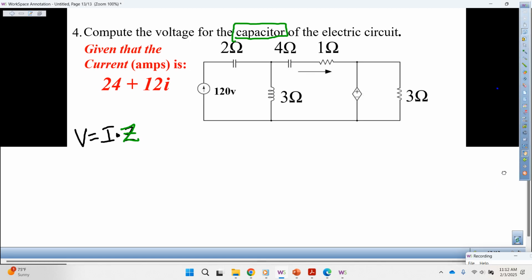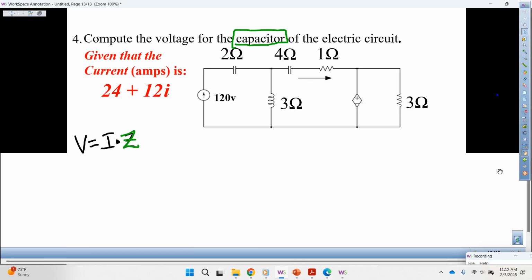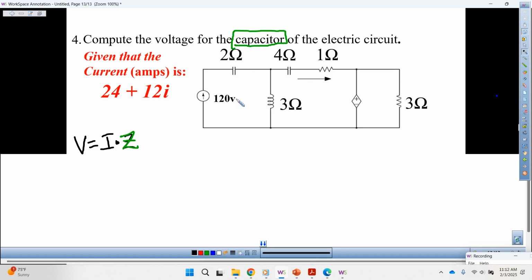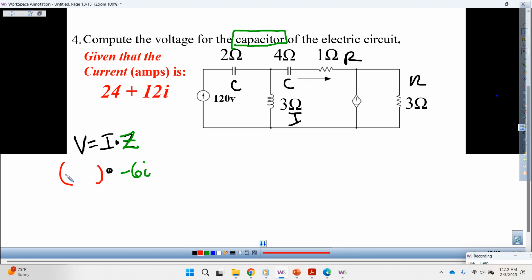All right. How about Edwin? What would be the capacitor? Here are my capacitors, these two right here. Let me label it for those of you that need to label first. Capacitor. This is resistor, and inductor. So what would be my impedance? That is correct, negative 6i. Times what is our I, everyone? Our I is 24 plus 12i.